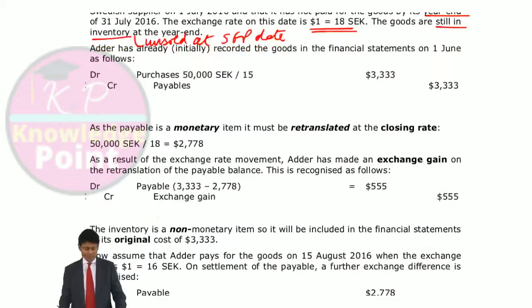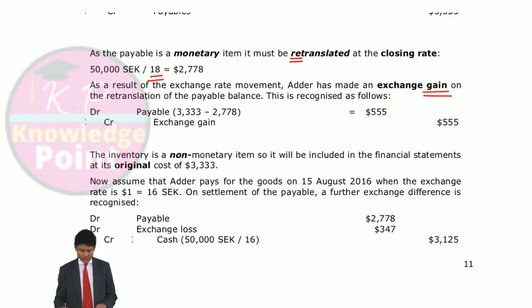As a payable is a monetary item, remember, it must be retranslated. Because you're using 18 and the dollar has got stronger, that 3333 is down to just 2778, because you're paying with a more powerful currency. As a result of the exchange rate movement, Adder has made an exchange gain. It hasn't been paid, it's just retranslated. So you have a gain of something like $555. The 3333 was the original, now it's 2778. The inventory is a non-monetary item, and so it will be included in the financial statements at its original cost of 3333. Now, I'll just draw a line about there. Let's move on.